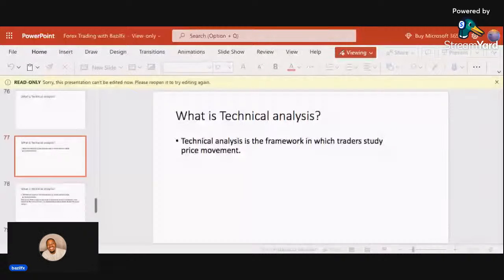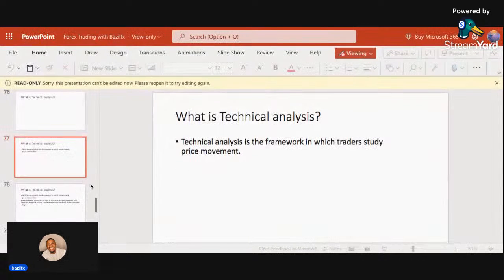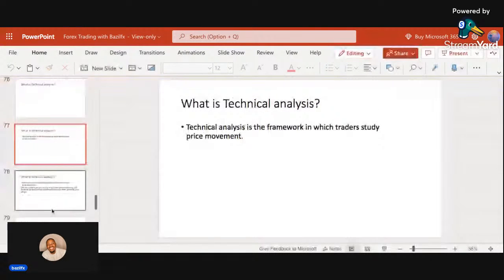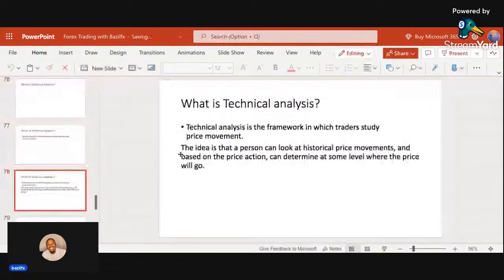Market structure has three components. As we are saying, technical analysis is all market structure. Technical analysis is the framework in which traders study price movement. The idea is that a person can look at historical price movements and, based off the price action, determine at some level where price will go next. So, this is technical analysis.